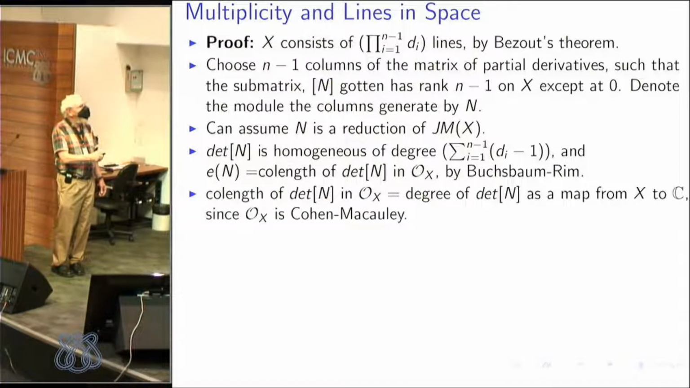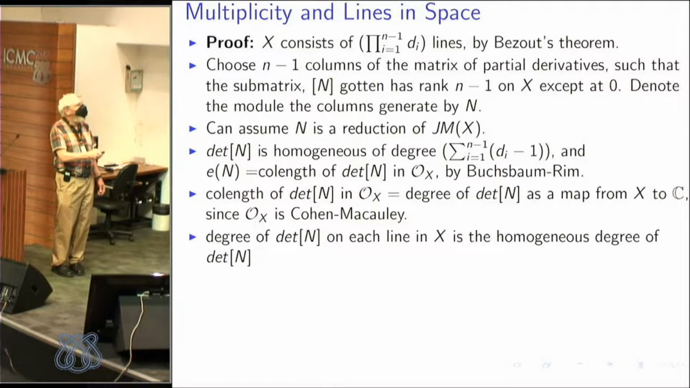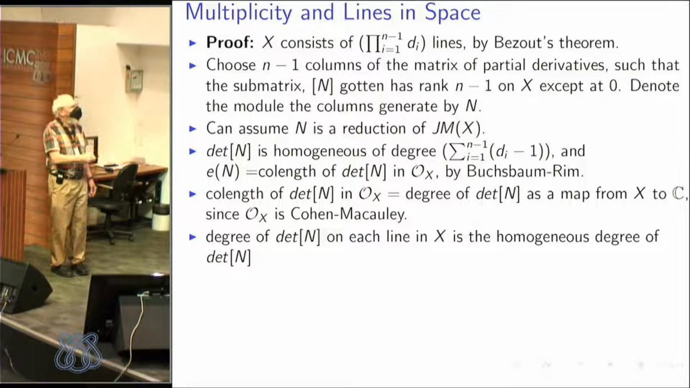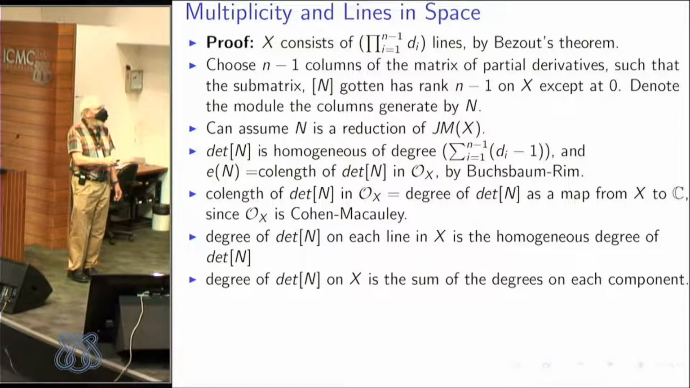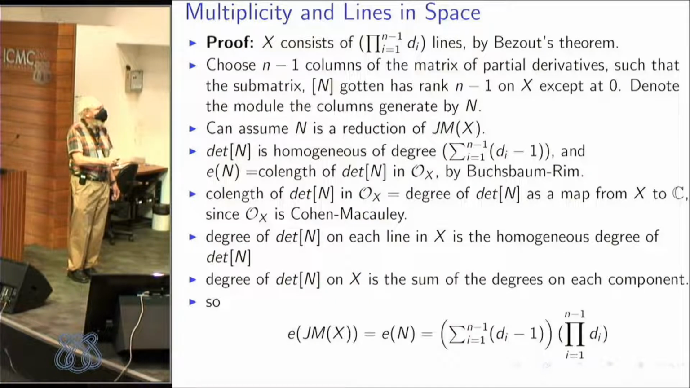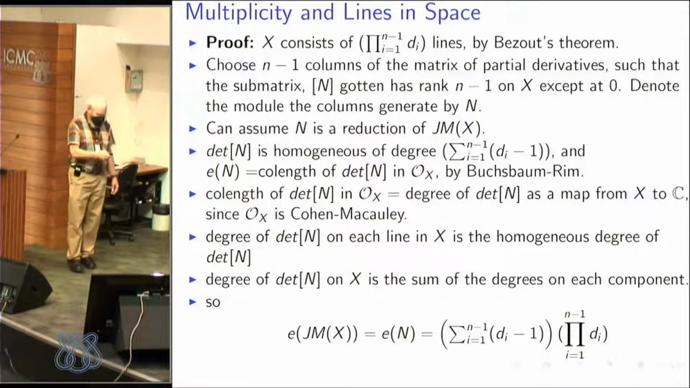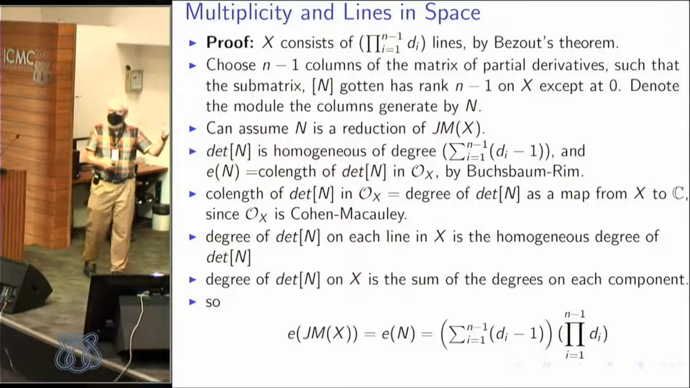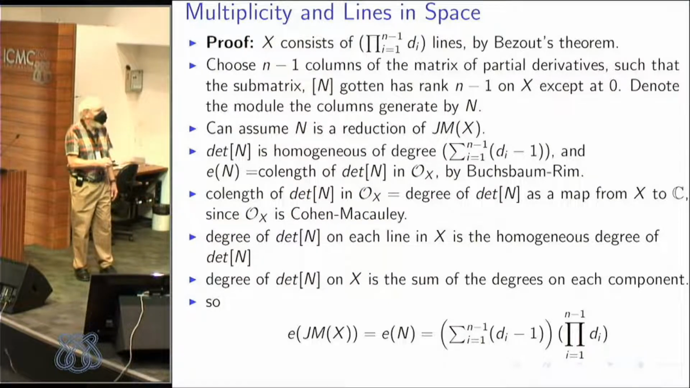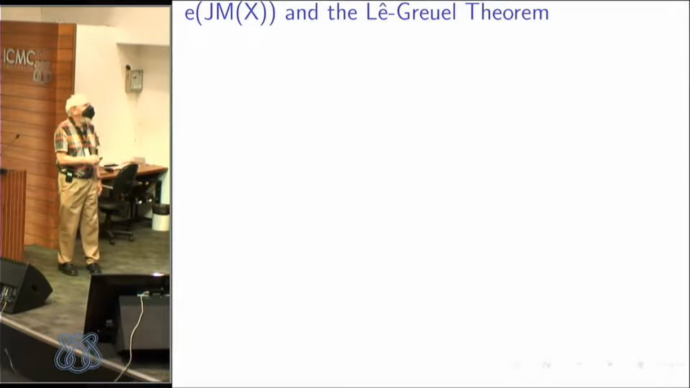So that means that we get the sum of the degrees on each component, and so this is the degree on each component, and these are the number of components, and so the total is the multiplicity. So this is an example where it's not too hard to actually calculate what the multiplicity of a module is.